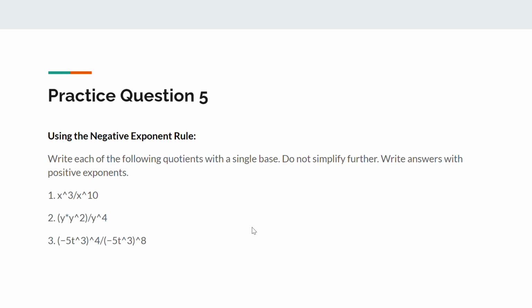So the last practice question. Oh wait, no, we still have one more. So practice question number 5. Using the negative exponent rule, write each of the following quotients with a single base. Do not simplify further. Write answers with positive exponents. So I'll give you guys 30 seconds to work on these, starting from now.